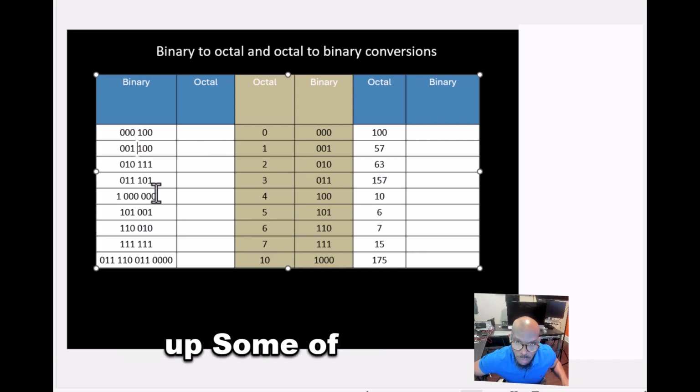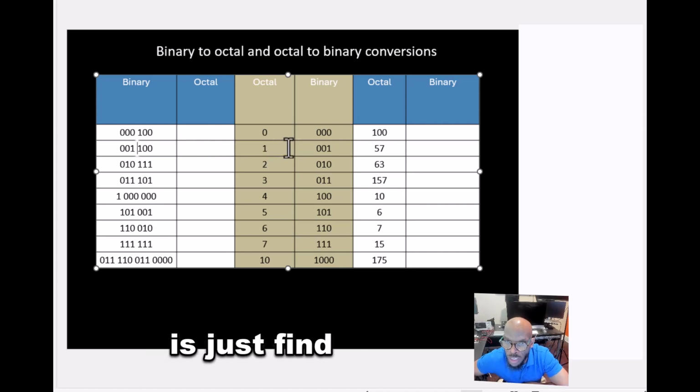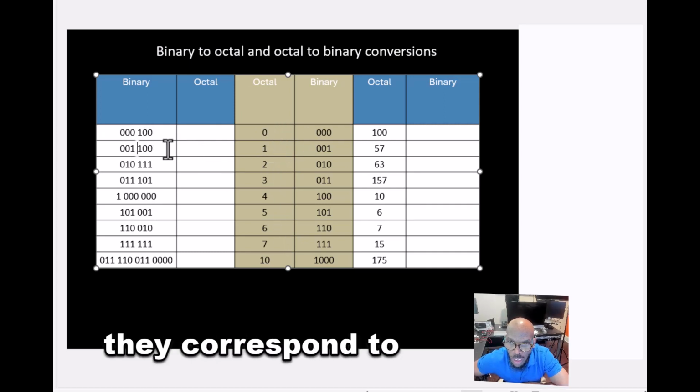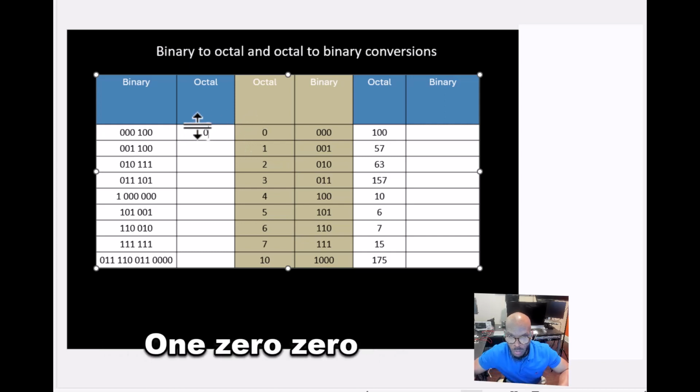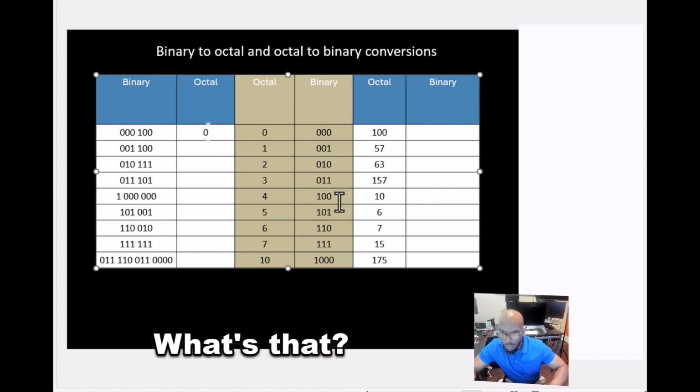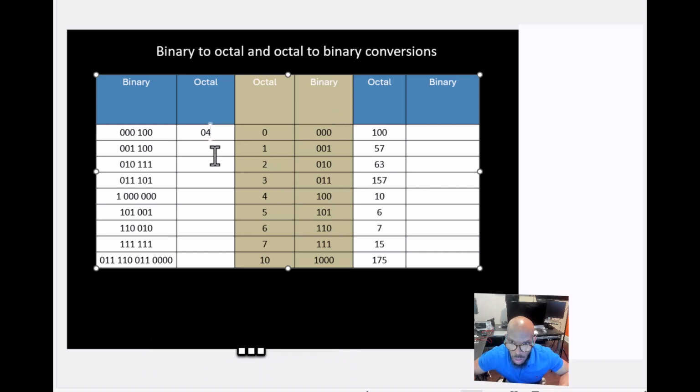Let's break them up. Some of them I've already done. Then all you want to do is find these 3 bits and find the octal number that they correspond to. So 000, that's 0. 100, what's that? That's 4. Then you got 1, 4.